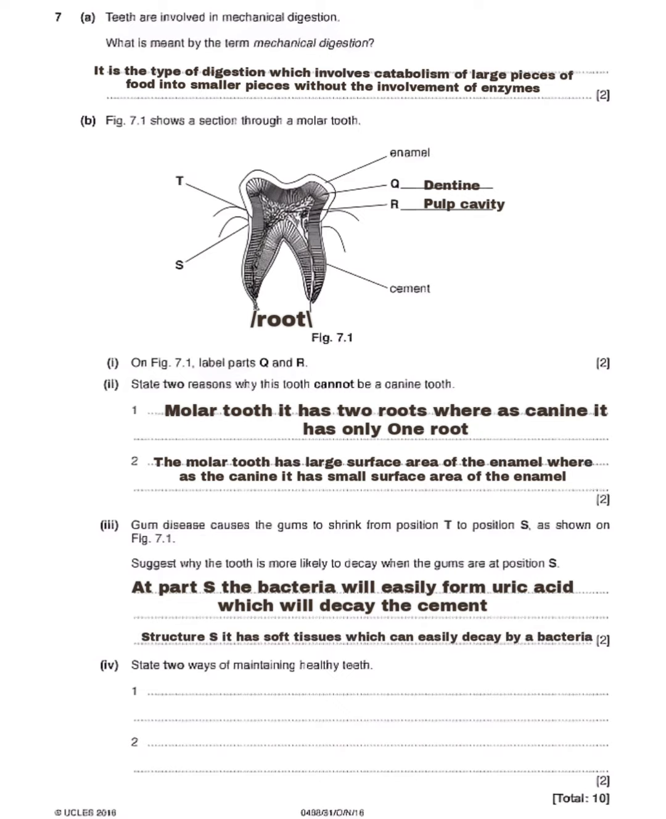easily undergo decay. Then as for Roman numeral 4, it is saying state 2 ways of maintaining healthy teeth. So the first one is by brushing your teeth after a meal. Then apart from that, the last one is avoiding the intake of foods which contain sugars.